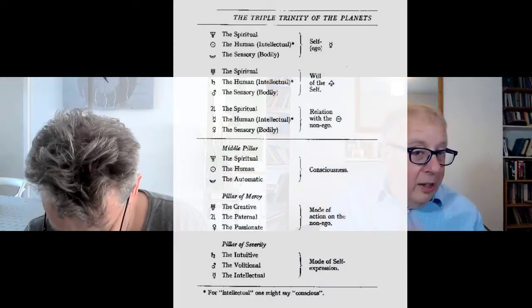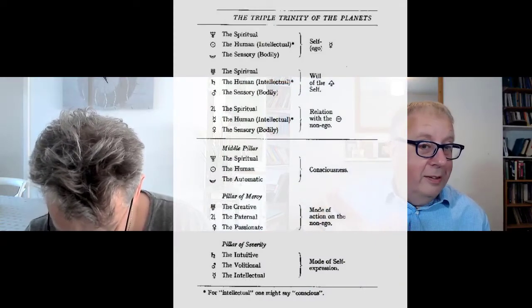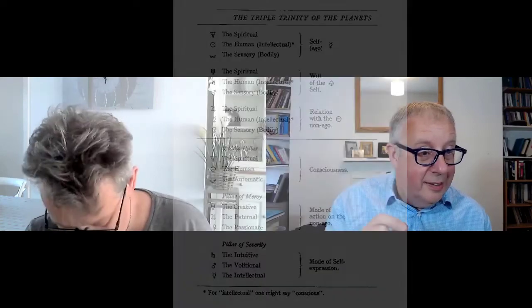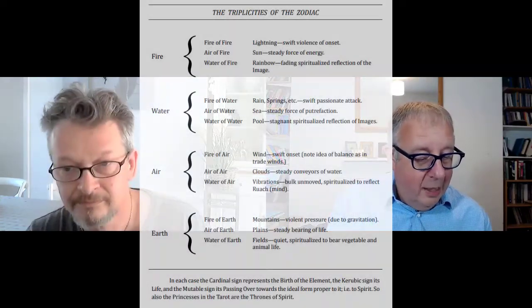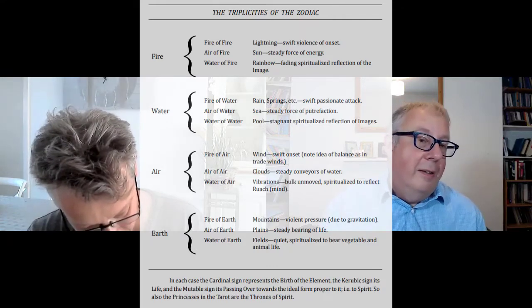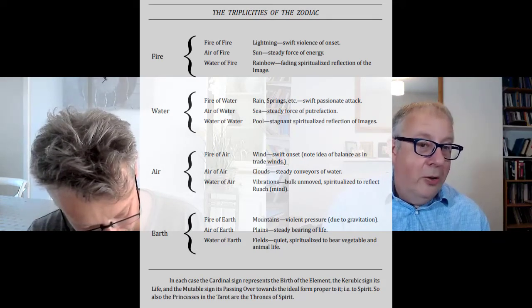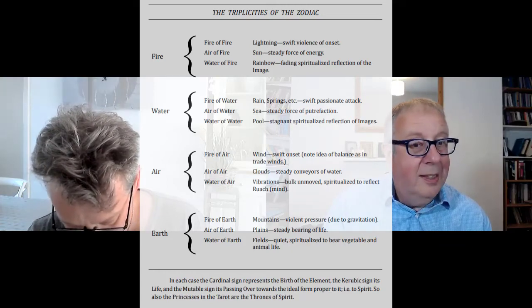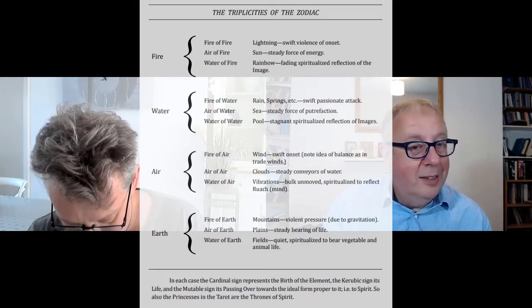So in the first table, Malkuth is not represented. In the second table, the Triplicities of the Zodiac, Malkuth is also not there, or that Earth position is not there as well, except he references it by the princesses.